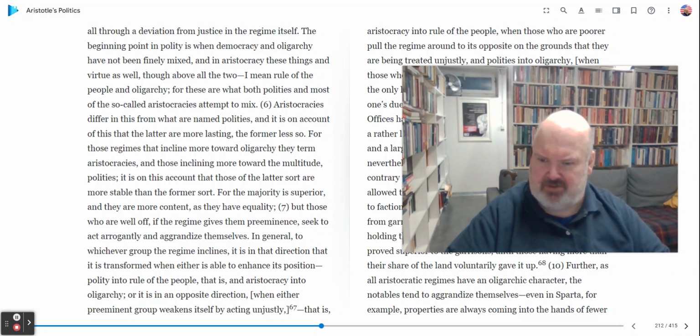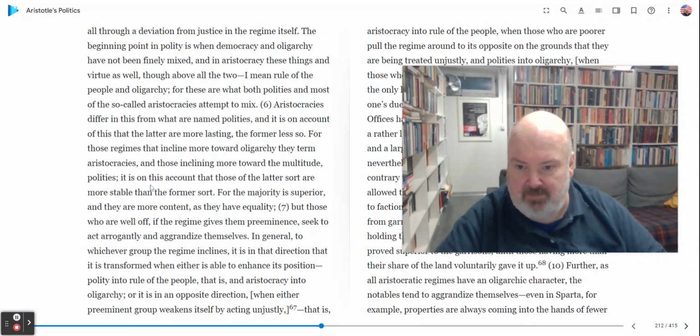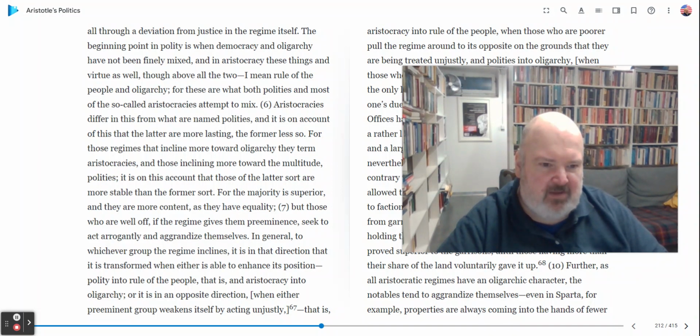All regimes have some kind of understanding of virtue. Rather, what we consider politeia, or polity, is, as Lord and many of the translators do, called politeia, this is popular, inclined towards the multitude. And those of the few, oligarchy, the rule of the few, is the aristocracy, right? And it is on account of this that those of the latter sort are more stable than the former. So again, the rule of the many is more stable than the rule of the few. This is a very interesting point.